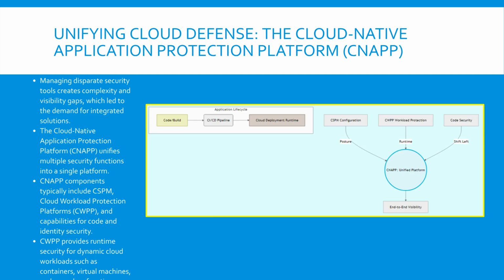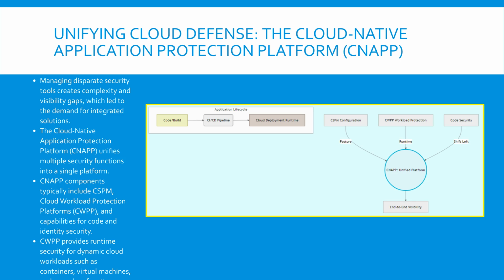Historically, security teams used many separate specialized tools, leading to, quote, tool sprawl and visibility gaps. To fix this, the industry introduced the Cloud Native Application Protection Platform, or CNAPP. CNAPP is a unified solution designed to protect modern cloud applications across their entire lifecycle, from the moment code is written all the way through to when it is running live. Instead of juggling various products, CNAPP integrates key functions like CSPM for configuration checks and CWPP for real-time workload protection, along with other critical security capabilities.